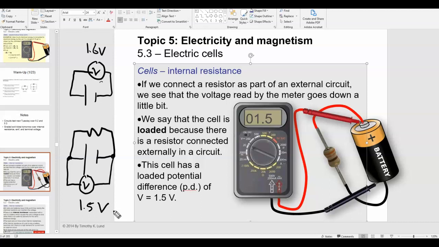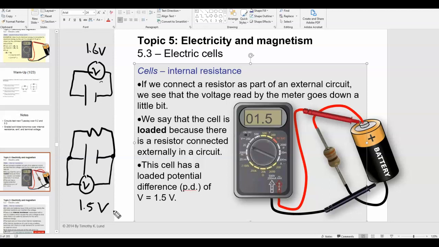So this is kind of a curious thing. This is what we call the cell being loaded, because now the cell is actually hooked up to an external circuit. And notice that the loaded voltage across the cell is slightly less than the unloaded voltage. So the EMF of the cell is 1.6 volts, while the cell hooked up to a resistor gives a reading of 1.5 volts. Something is going on inside that cell, because you wouldn't think that just because it's hooked up to a circuit, the voltage of the cell itself would change.